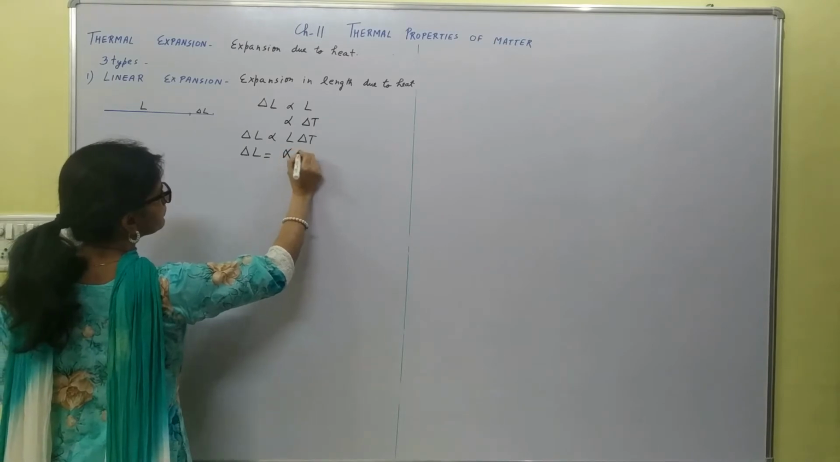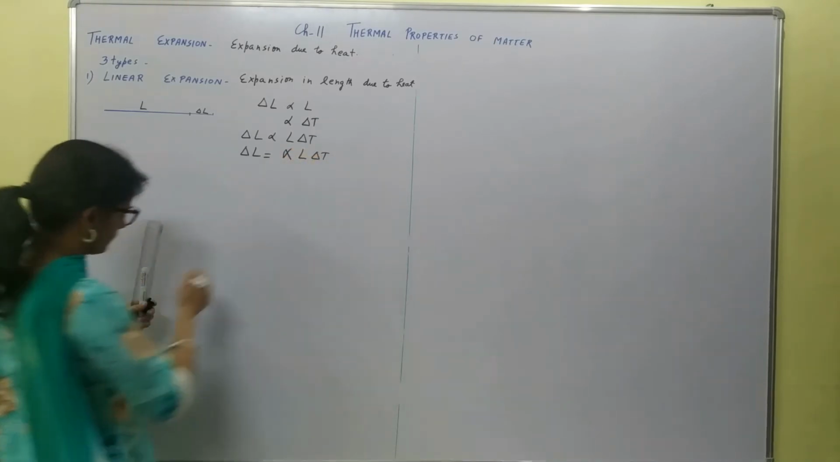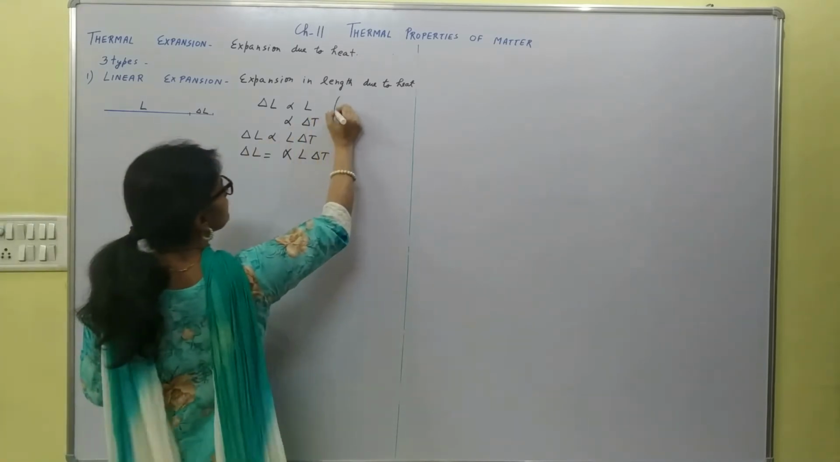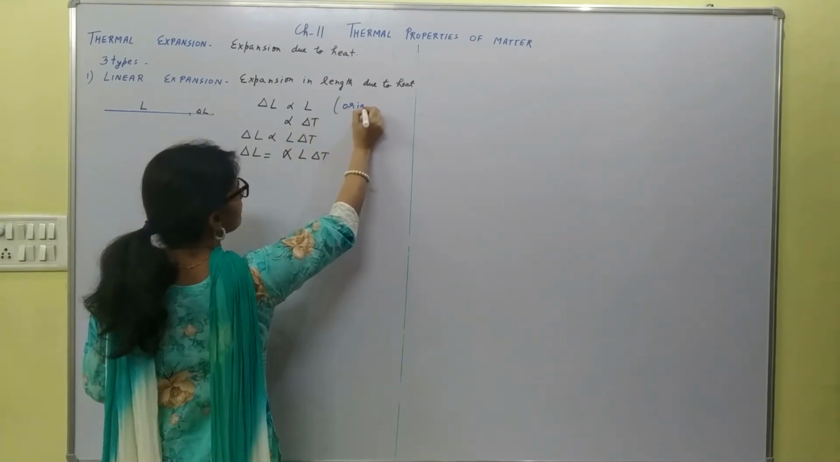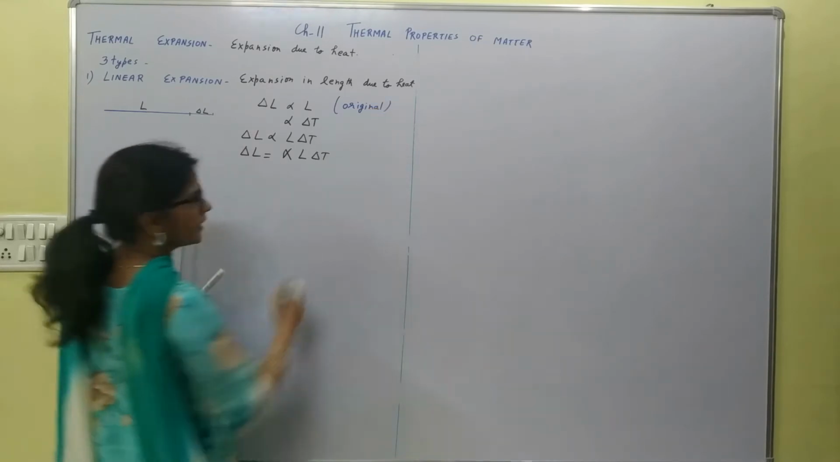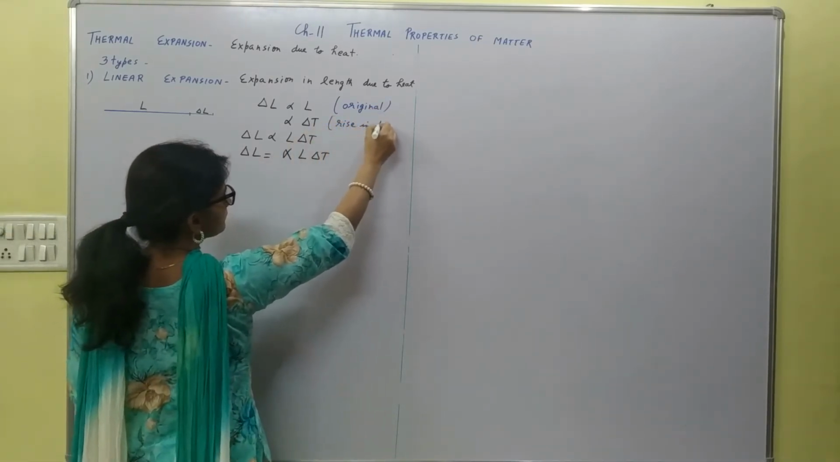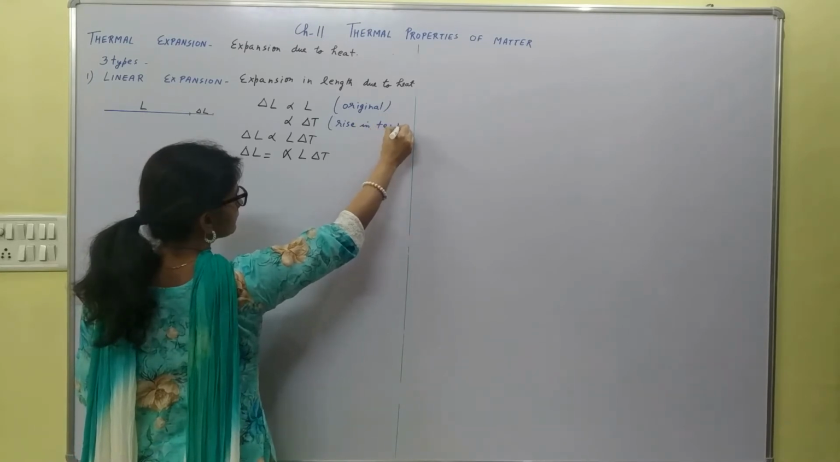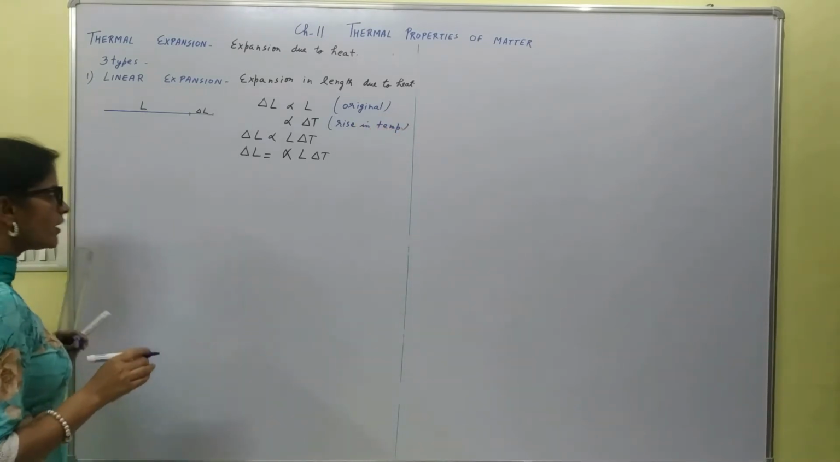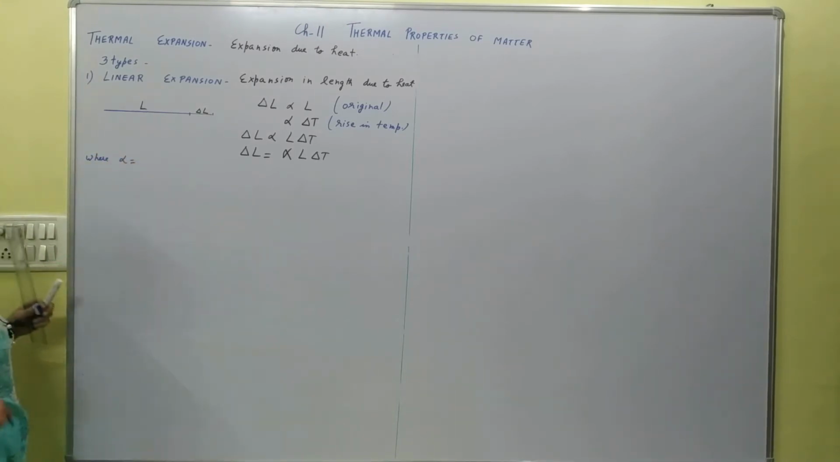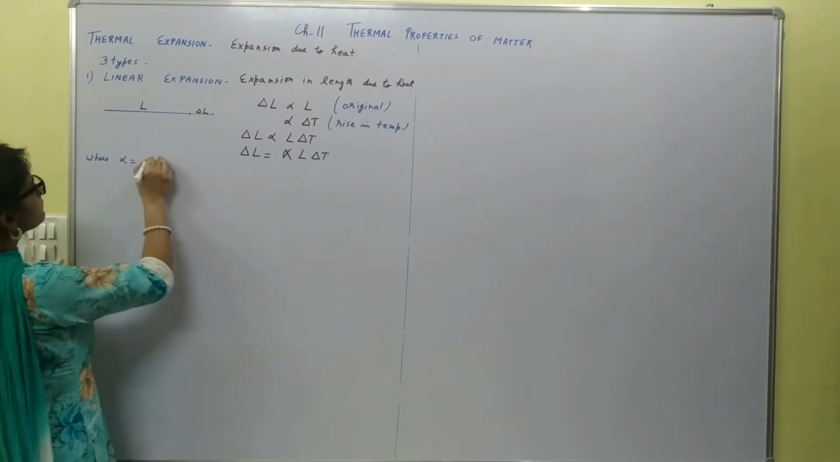alpha L delta T, where L is the original length and delta T is the rise in temperature, and alpha is the coefficient of linear expansion.